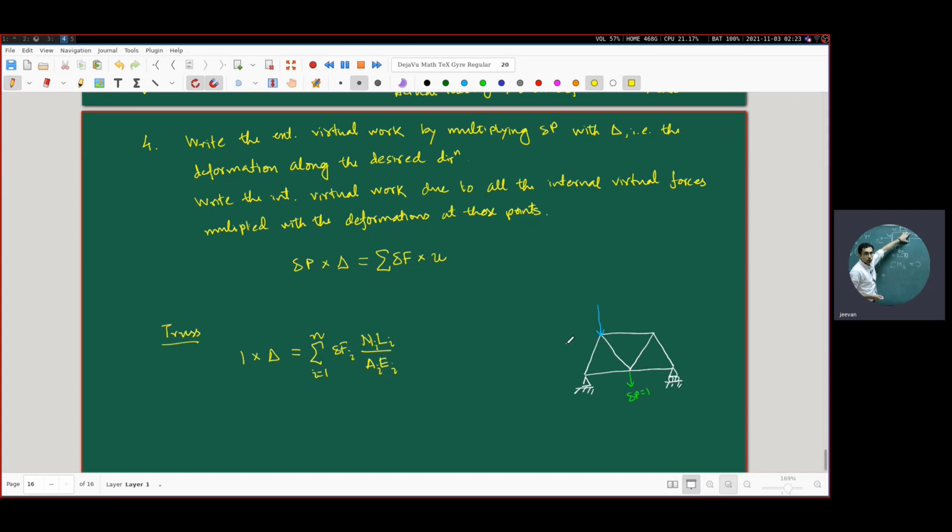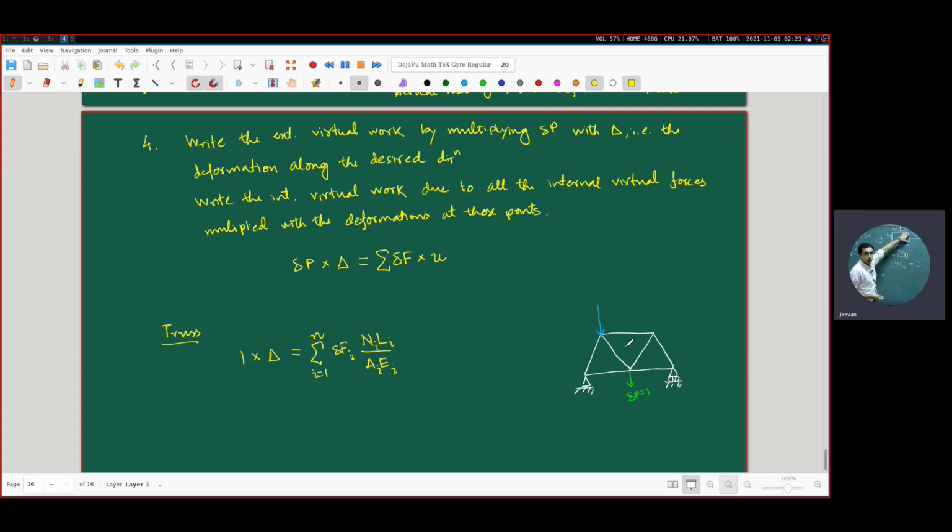Please also note that in each member, if you had removed this loading, due to this applied loading delta p equal to 1, in each of these members there would have been developed a force corresponding to this delta p equal to 1. That force is this delta Fi. So in each of the members, there will be a force associated with this delta p equal to 1 in the absence of this. Okay, so that's a relatively easy problem to do.